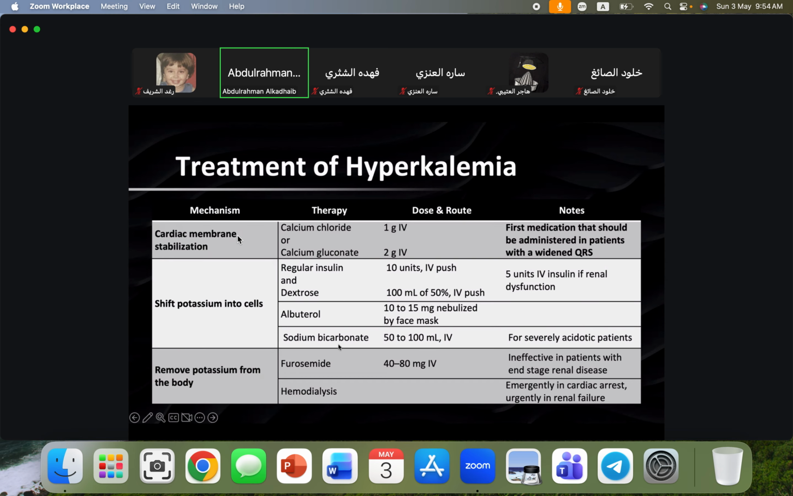We can also use sodium bicarbonate, but usually we don't use this medication unless the patient is severely acidotic, for example, in a patient with a pH level of less than 7 or 6.9.